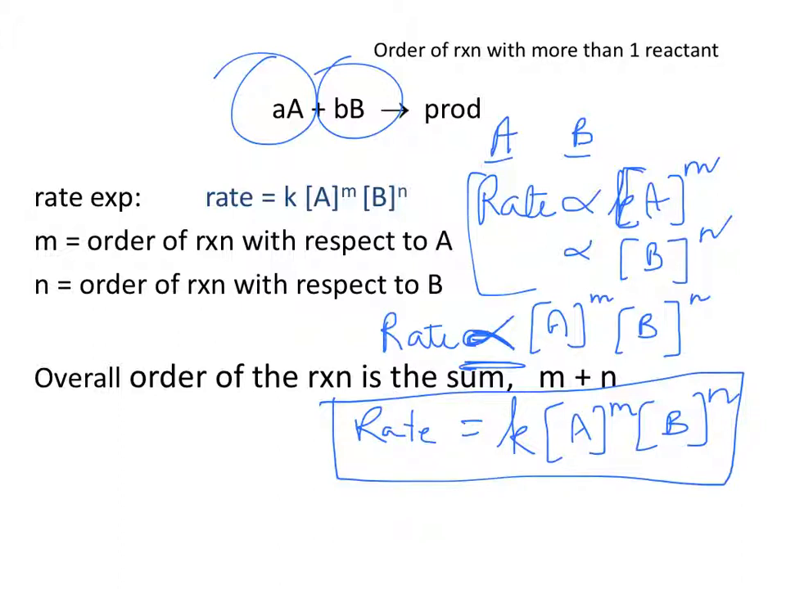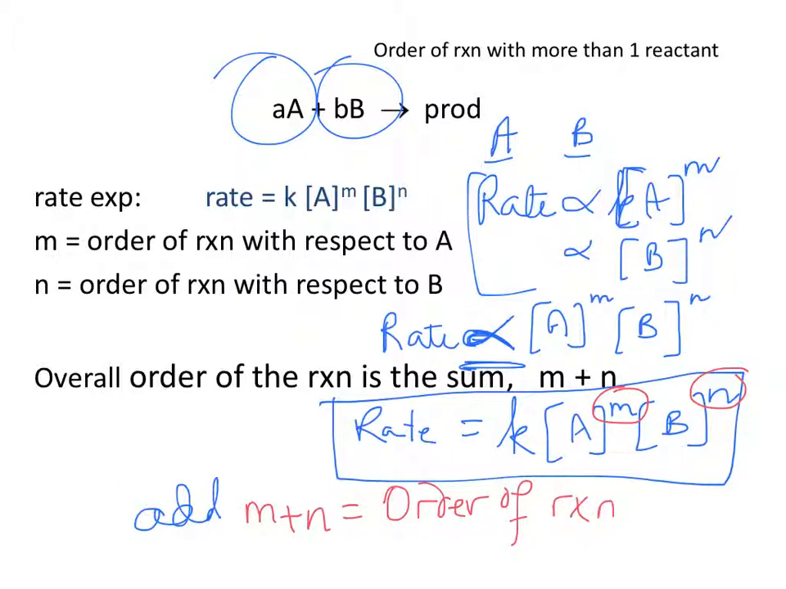of n. And if you had to determine the overall order of the reaction, how would you determine that? You would simply add the powers together, the m and the n together. So m plus n will give you the total order of reaction. Understand? m is the order with respect to one of the reactants. n is the order with respect to the other reactant. When you add the two together, you get the order with respect to the overall reaction.